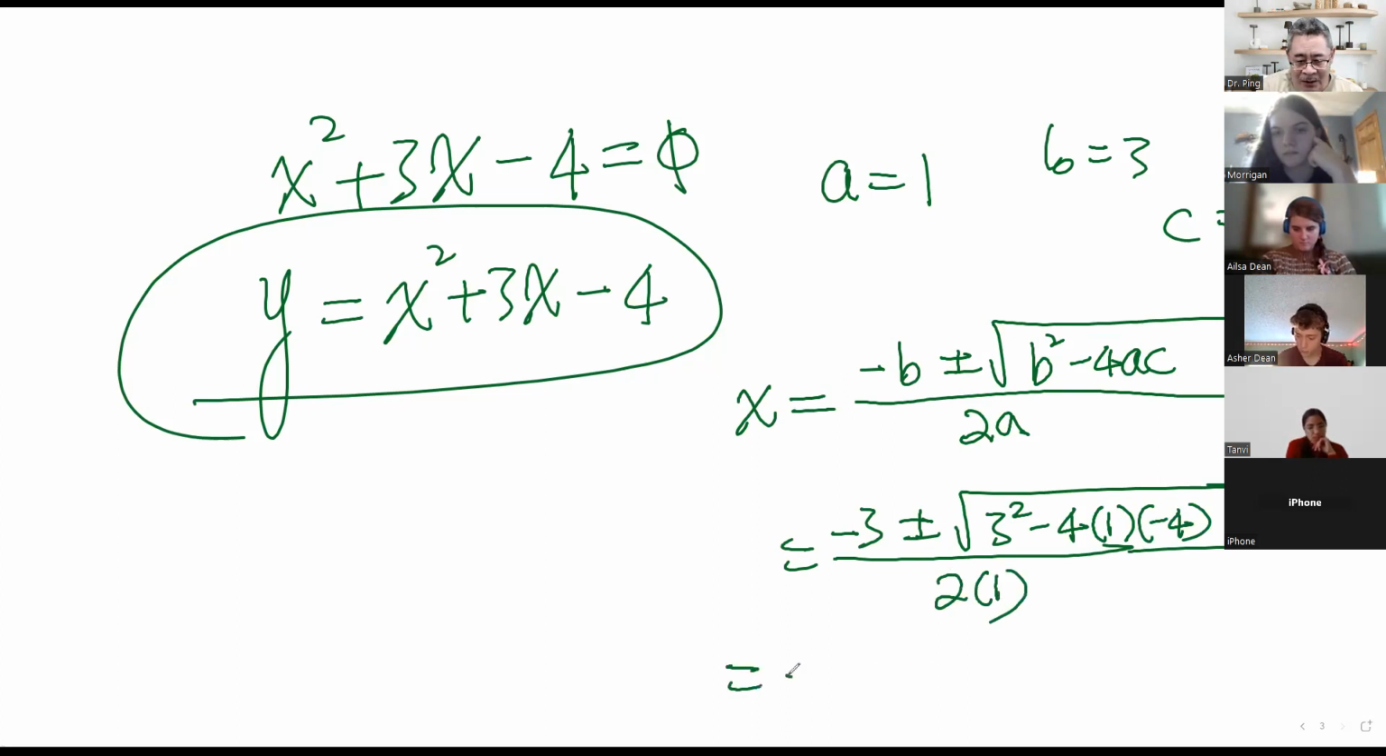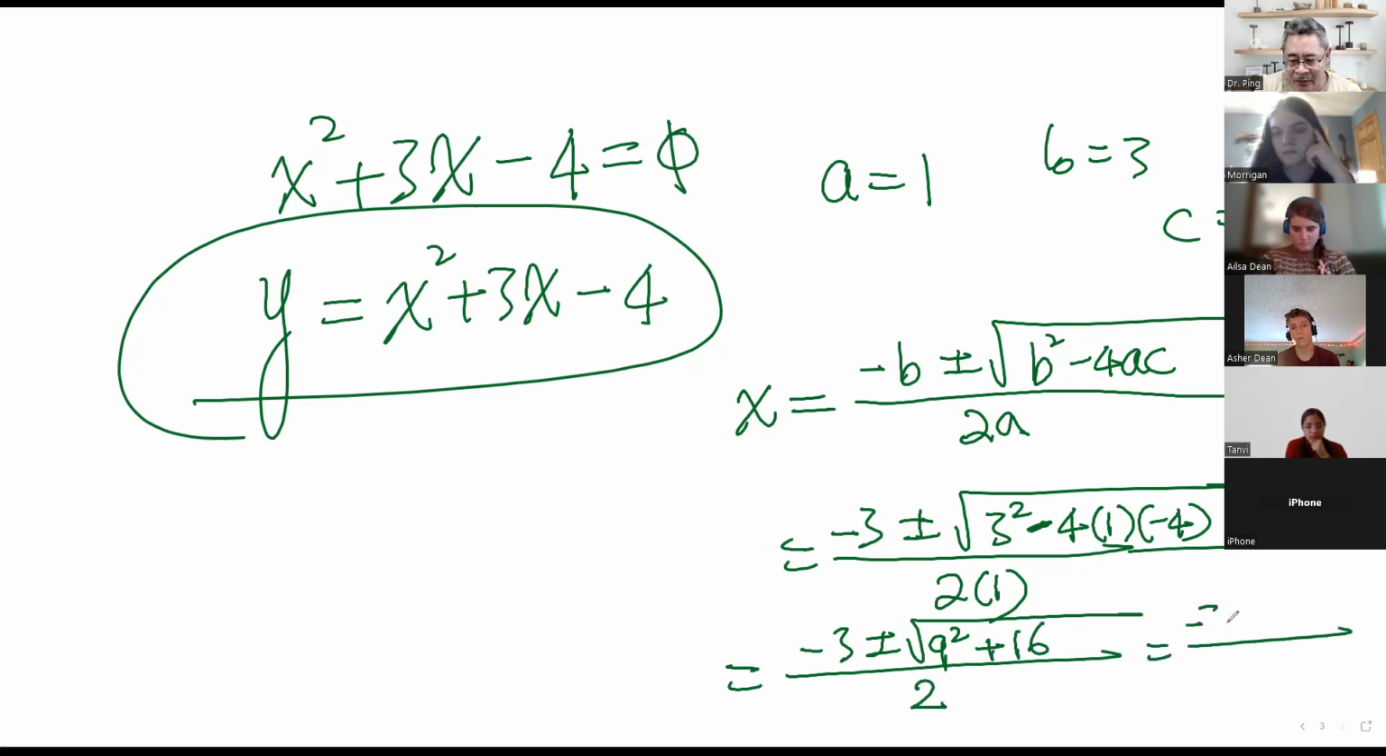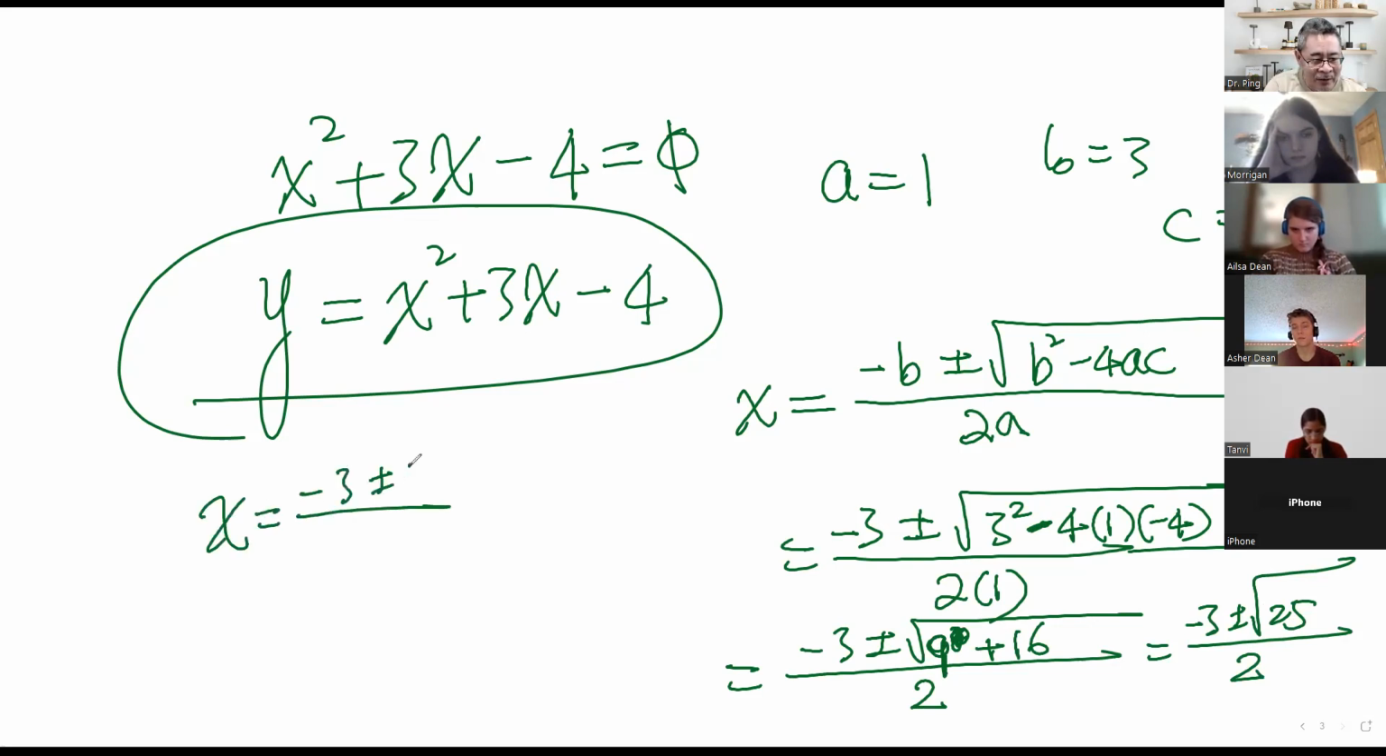So we got -3 plus minus the square root of 3 squared, 9, minus 4 times 1 times -4. Minus a negative is a positive, so plus 16, over 2. Sorry, 3 squared is 9, not 9 squared. 9 plus 16 is 25, over 2. Now the square root of 25 is 5, so we end up with -3 plus minus 5, over 2.